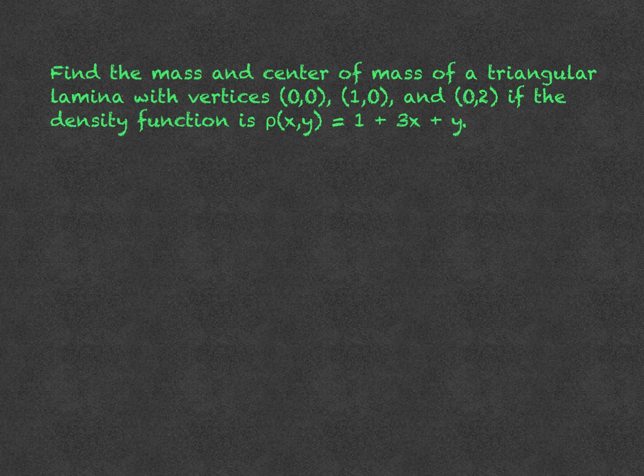So let's start off with our lamina. The vertices are (0, 0), (1, 0), and (0, 2). So what we have here is a triangular shape. And the equation of the line that connects them would be y equals negative 2x plus 2, or 2 minus 2x, however you want to write that. Let's say 2 minus 2x here.